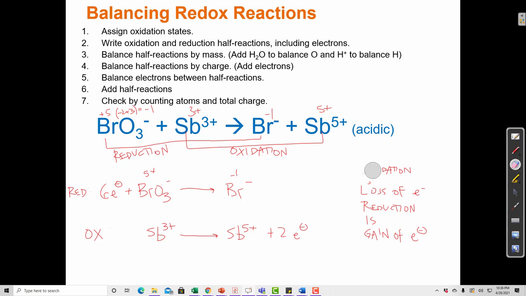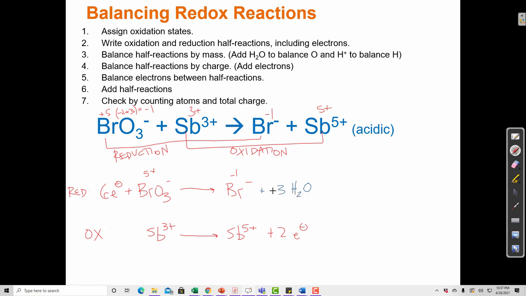So now I have drawn in the number of electrons I need on both sides. Now what I need to do is balance the half reactions by mass. So I have one Br and I have one Br, so that's good. But I have three oxygens on the reactant side and I have zero oxygens on the product side. So I need three oxygens. In order to add oxygen, I actually add H2O, that's my source of oxygen. So that's three oxygens that I've added to this side. But in the process of adding three oxygens to this side, I've also added 3 times 2, 6 hydrogens to this side.